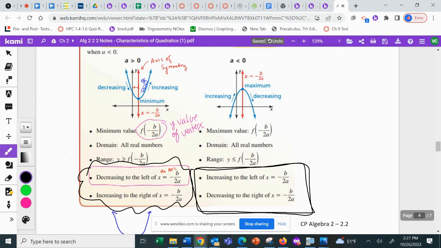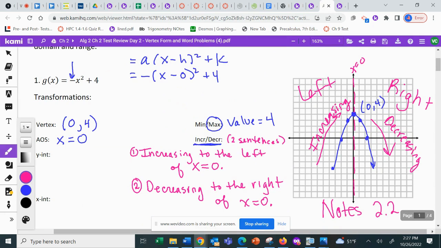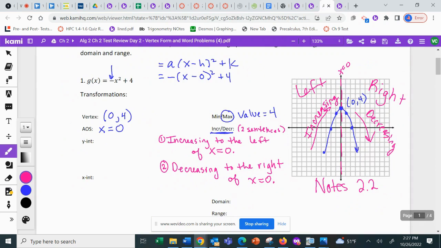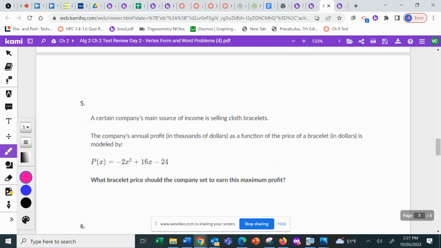Okay. So if you need to refer back to that, it was in notes 2.2. Now, I did not do all of this question. I skipped things that you should already be able to do. That was question 1. Next, what we're looking at is question 5.